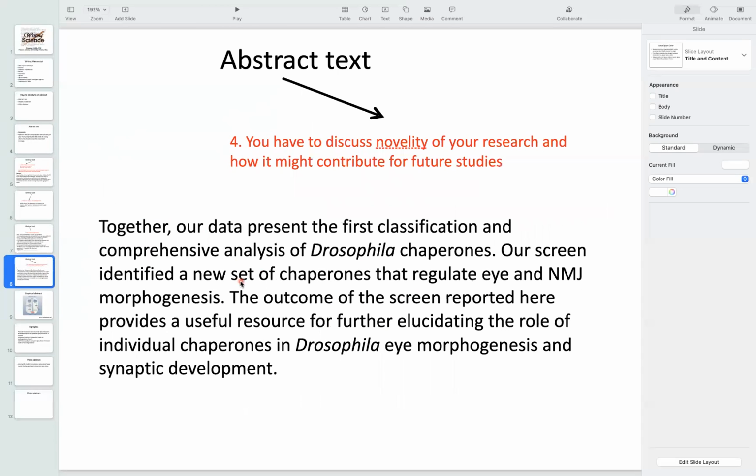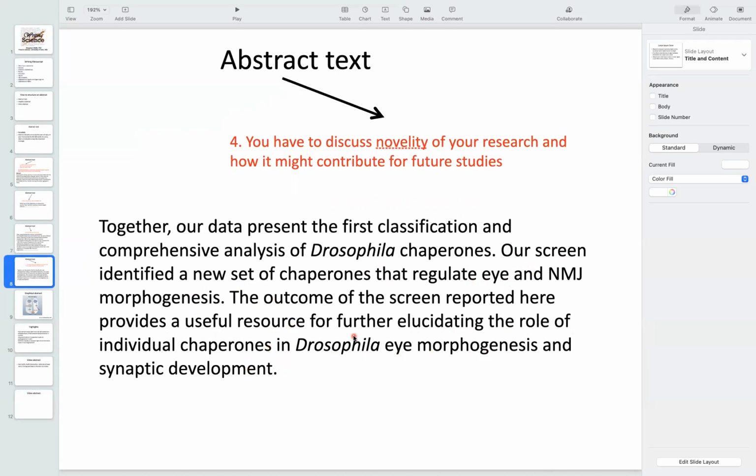And in the fourth step, you have to discuss the novelty of your research and how it might contribute to further studies. So here you can see that our screen identified a new set of chaperones that regulate eye and NMJ morphogenesis. Okay, then what I mentioned here is that the outcome of the screen reported here provides a useful resource for further elucidating the role of individual chaperones in Drosophila eye morphogenesis and synaptic development.